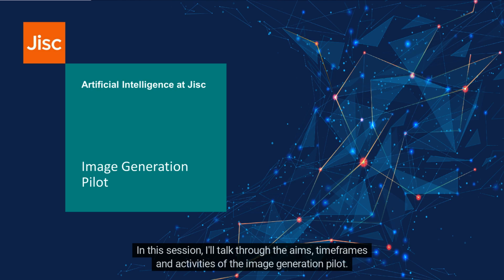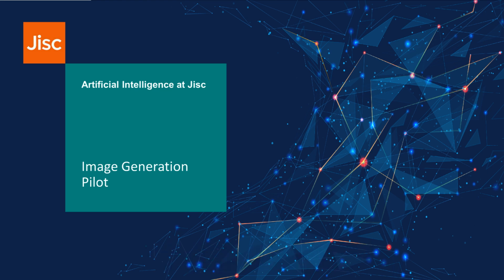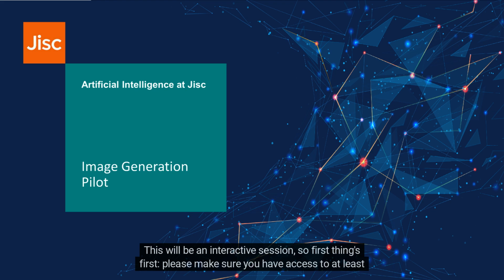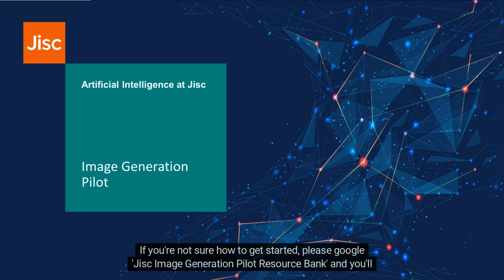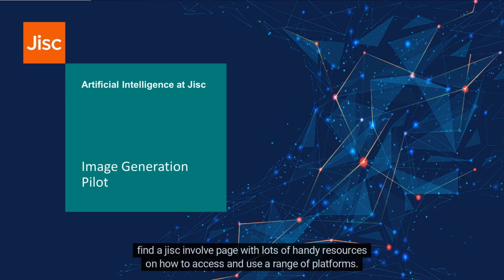In this session, I'll talk through the aims, timeframes, and activities of the image generation pilot, and give you a chance to generate your own images. This will be an interactive session, so first things first, please make sure you have access to at least one platform for AI image generation. If you're not sure how to get started, please Google Jisc Image Generation Pilot Resource Bank, and you'll find a Jisc involved page with lots of handy resources on how to access and use a range of platforms.